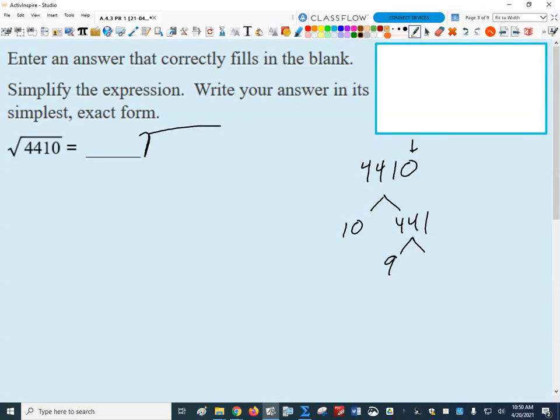Does 9 go into 4? No. Does 9 go into 44? Yeah, how many times? 4 times. 9 times 4 is 36. 9 times 5 is 45. That'd be too big. So it goes in 4 times. 9 times 4 is 36. What remainder? How much is left over? 8. 44 minus 36 is 8.